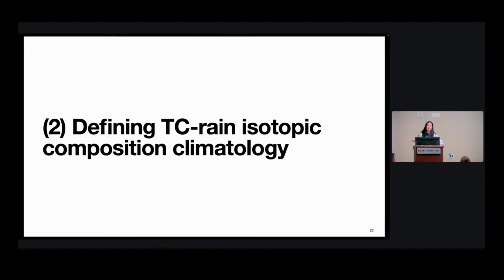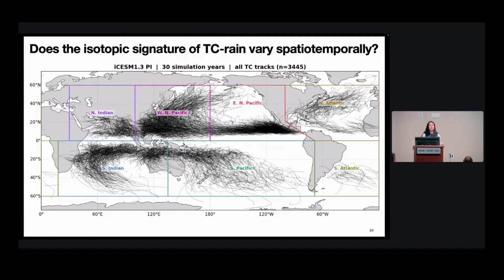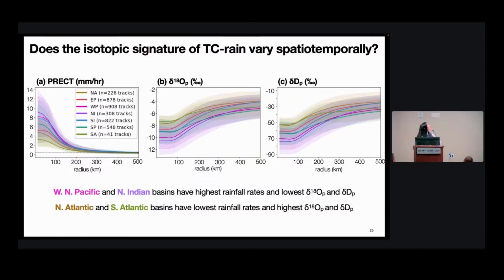Okay, so next, expanding our understanding. I just showed you these patterns for TCs averaged globally, but let's break that down a little bit. First question is, does the isotopic composition vary spatiotemporally? These are various basins that roughly follow the IBTrACS basins, where there's different seasonality of tropical cyclone genesis. And so, yeah, that looks okay.